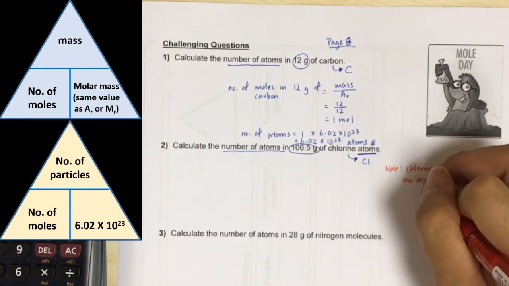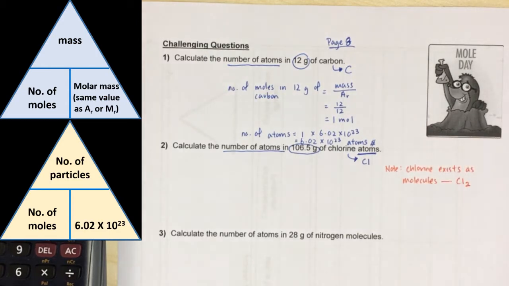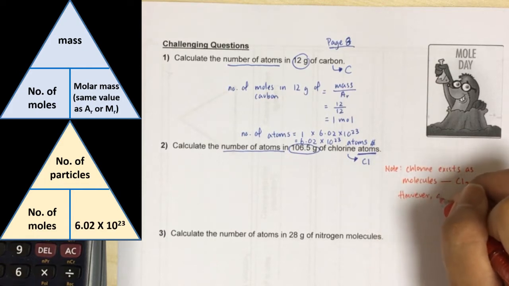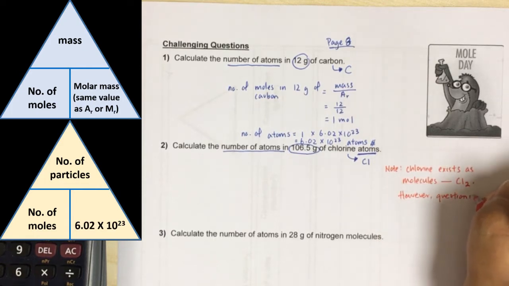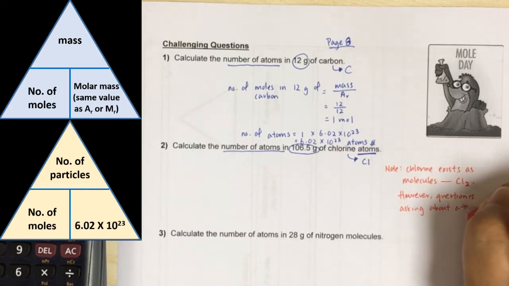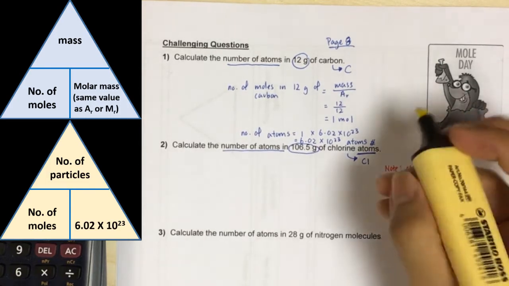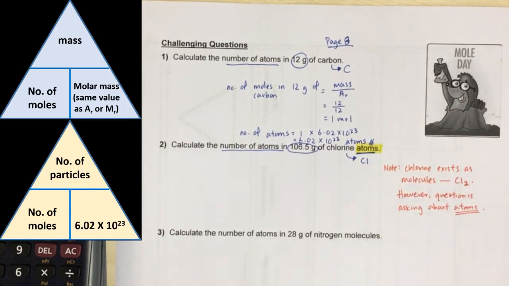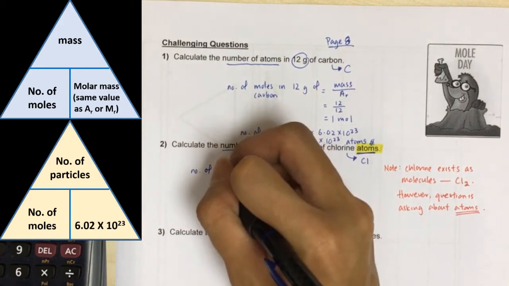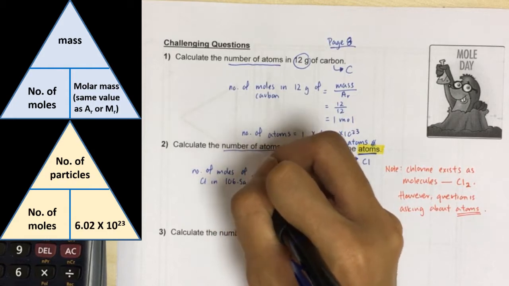But take note that chlorine by itself exists as Cl2 molecules, right? But the question is asking for atoms, so 106.5 grams of atoms is actually based solely on the relative atomic mass of 35.5, which is that of a single chlorine atom. So the number of moles is equivalent to 106.5 divided by 35.5. Likewise, using the second triangle formula, we can use this to calculate the number of atoms in this case.